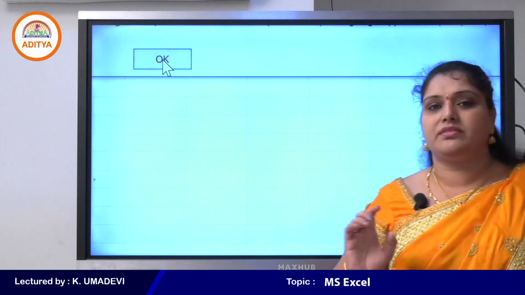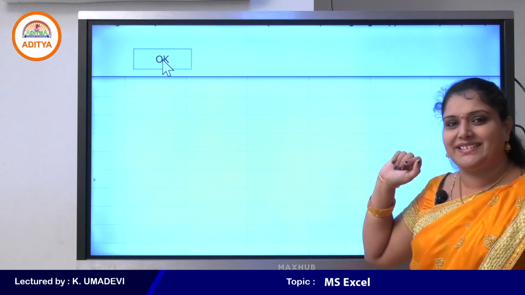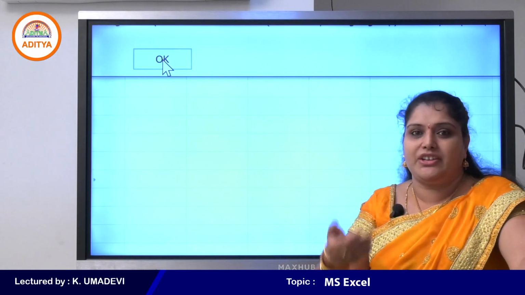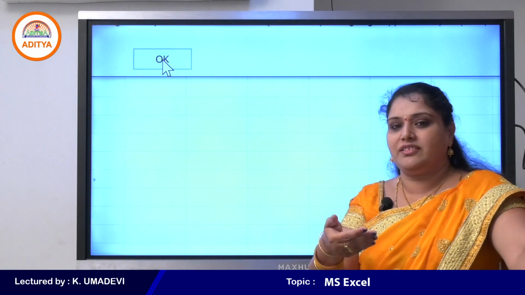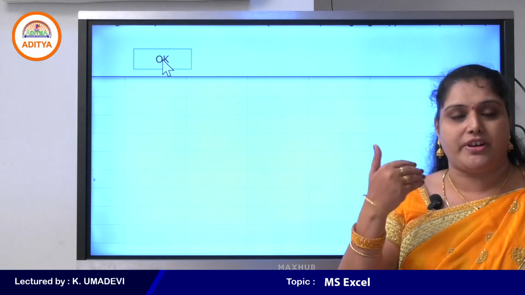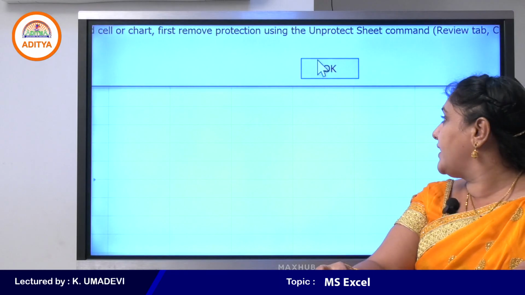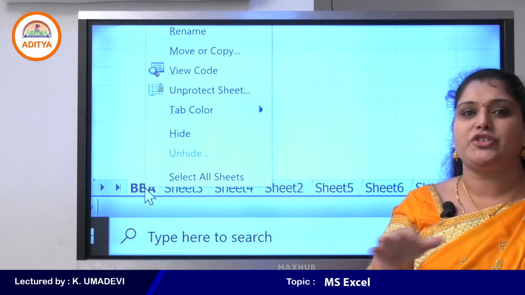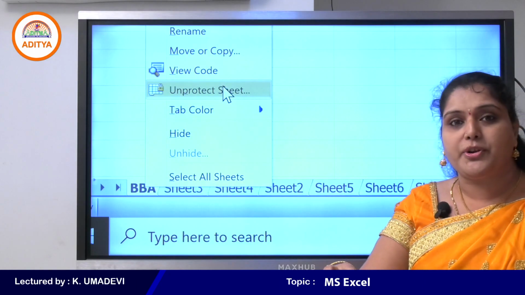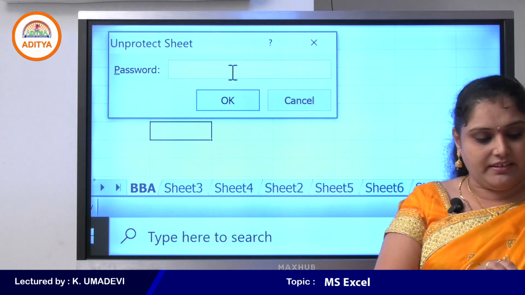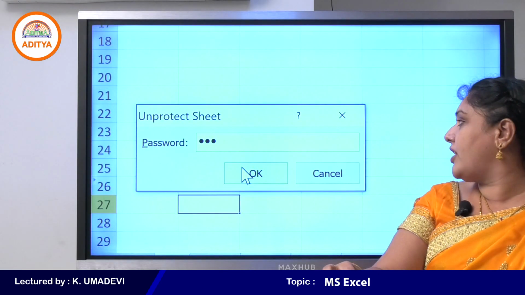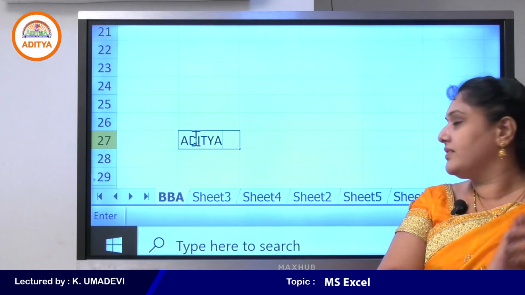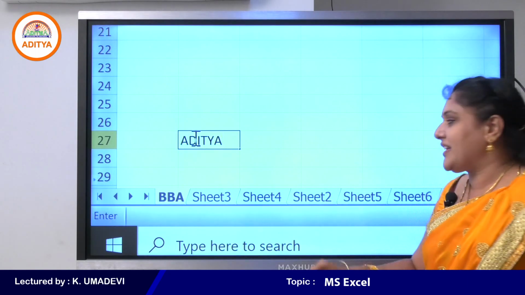See, if I start typing on that sheet, we cannot edit the cell data and we cannot enter the new data on the protected sheet. See, if you want to edit that sheet, simply first you can unprotect the sheet by giving the password. Again, right click on the same sheet and click on the unprotect sheet. Again, enter the password and click on OK. So now enter data. So like this we can protect each and every sheet.